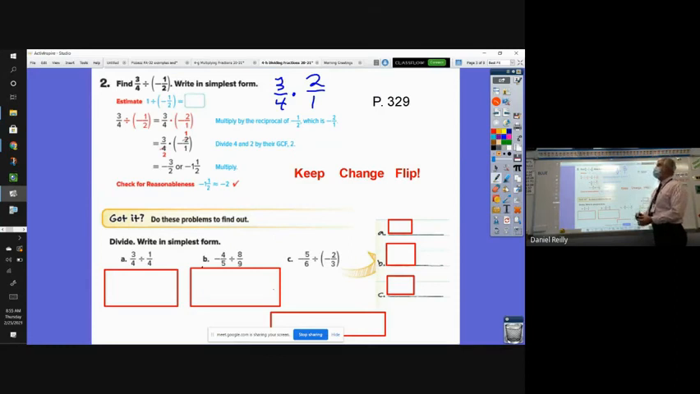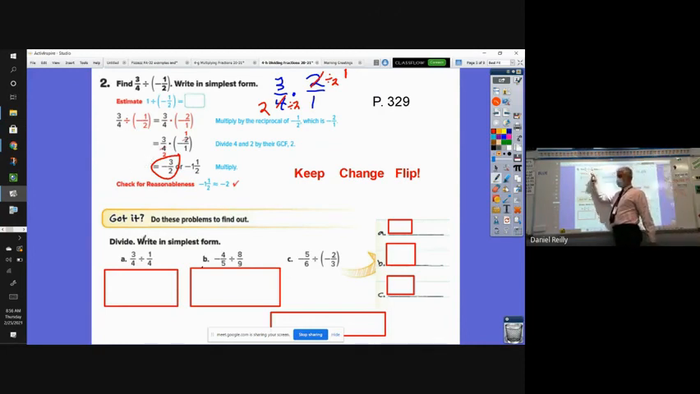Can I cross reduce? Yes. Because 2 and 4 are both divisible by 2. That makes a 1. 4 is divisible by 2, makes a 2. So 3 times 1 over 2 times 1, 3/2. Positive times negative, so it's negative 3/2 or negative 1.5. And again, this is kind of like 1 divided by 2, maybe, or 1 divided by 1. The answer should be about 1, not something strange.